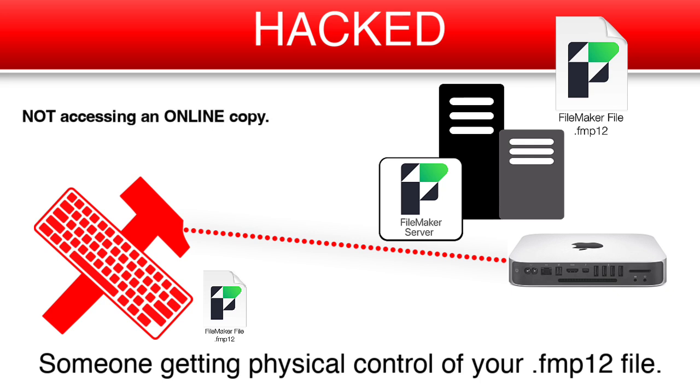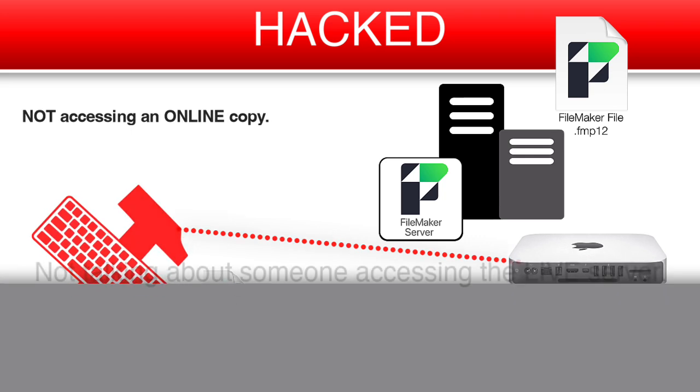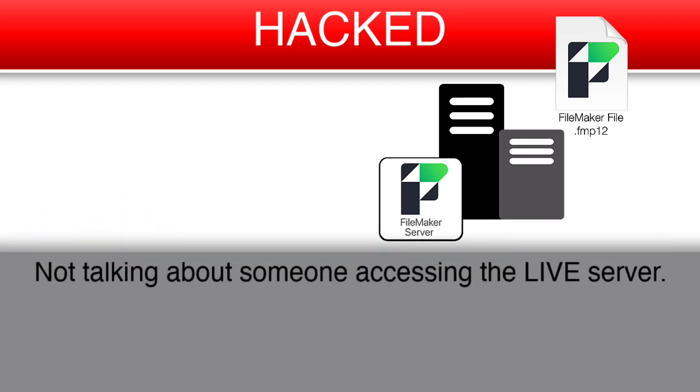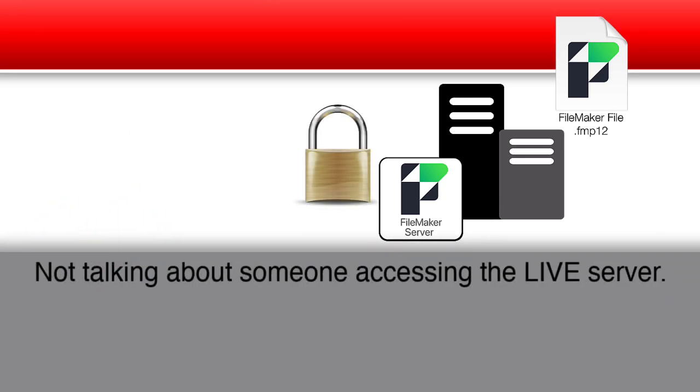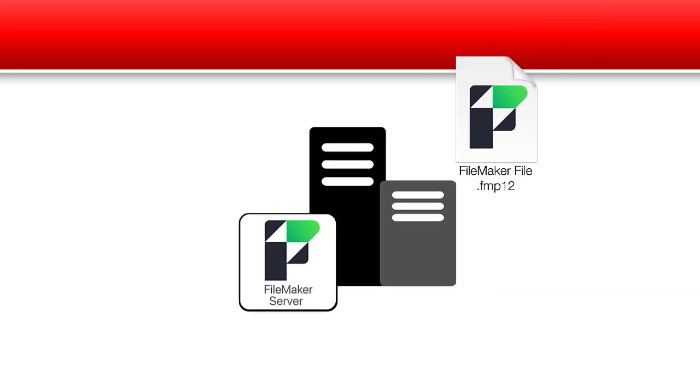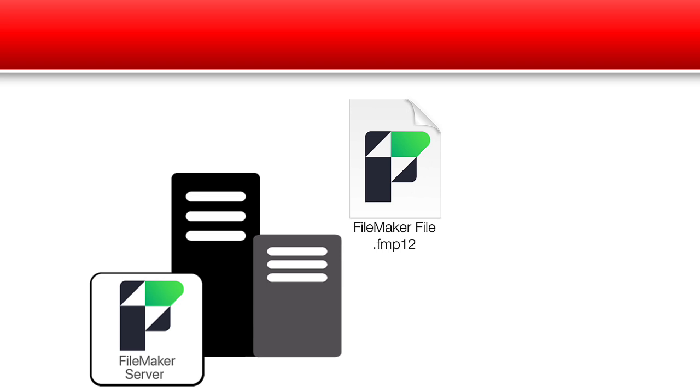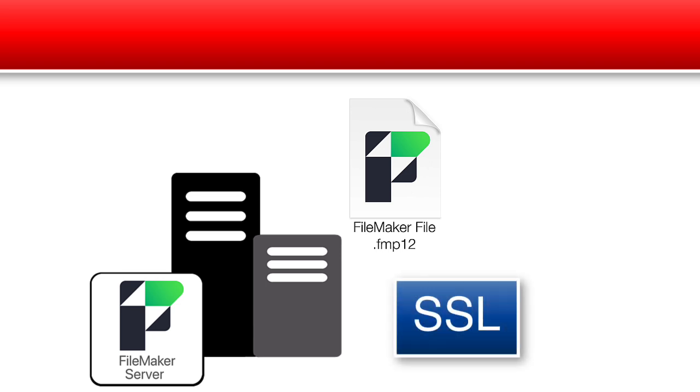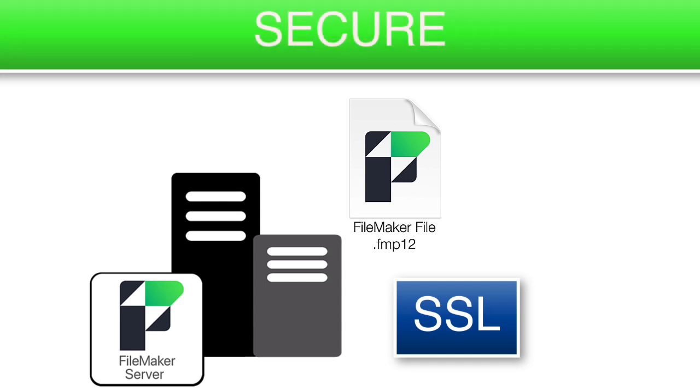So we're not talking about someone trying to access the live server. In my mind, FileMaker is really secure against an attack like that. I'm not aware of any established hacks that can break FileMaker in that way. Not like there is if you can actually get physical access to the file. So if the file is actually being hosted online and the SSL point-to-point encryption is properly enabled, then FileMaker is pretty secure, especially if physical access to that server is well controlled.